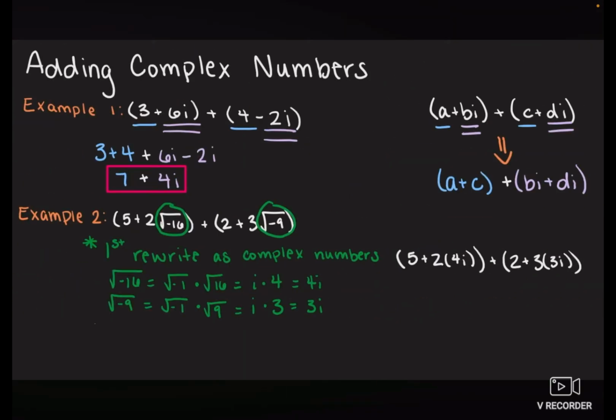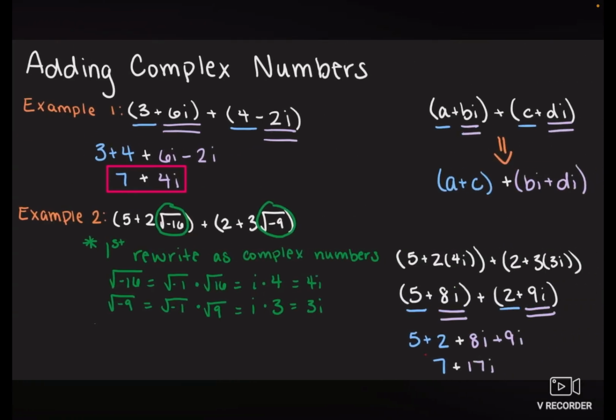Now rewrite the question as complex numbers. So we can rewrite it as (5 plus 2 times 4i) plus (2 plus 3 times 3i). 5 and 2 can be grouped together and 2 times 4i and 3 times 3i can be grouped together. 2 times 4i is 8i, 3 times 3i is 9i. So 5 plus 2 is 7, plus 8i plus 9i, which gives us 17i. Hence the final answer is 7 plus 17i.